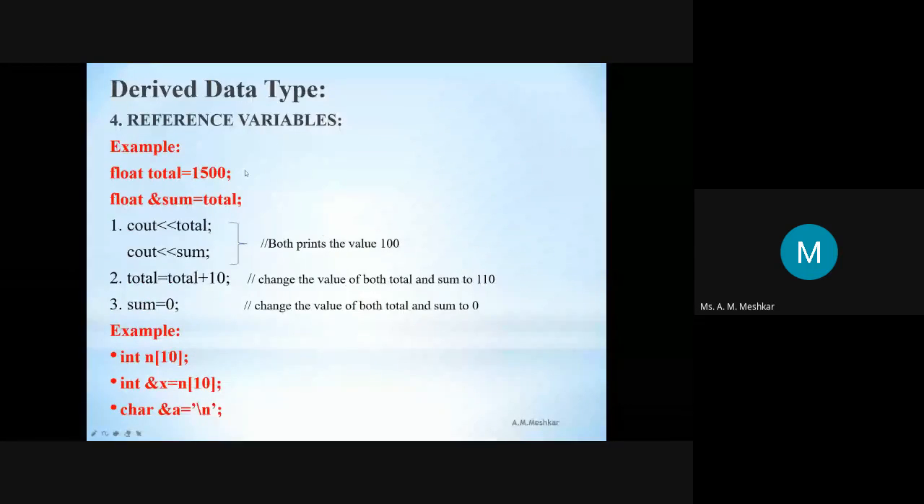Let's look at some more statements. देखो, float total 1500 और उसका रेफरेंस वेरिएबल क्रिएट कर लिया सम. अब अगर हम cout total प्रिंट करेंगे और cout sum प्रिंट करेंगे तो दोनों ही स्टेटमेंट की वैल्यू आपको क्या मिलेगी, 1500.